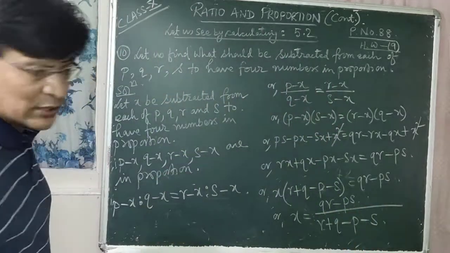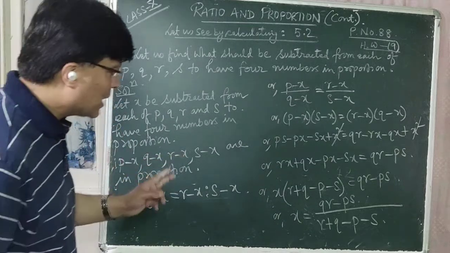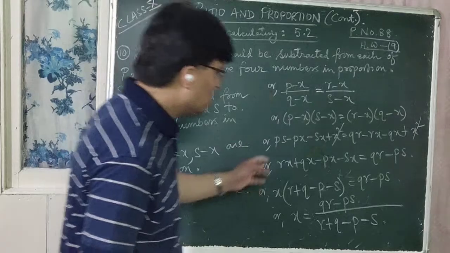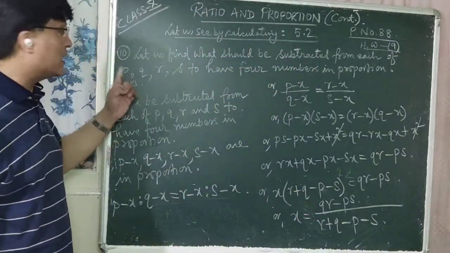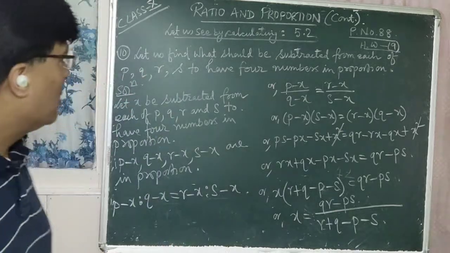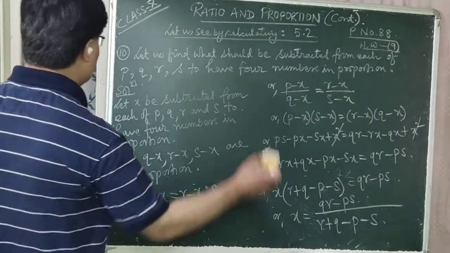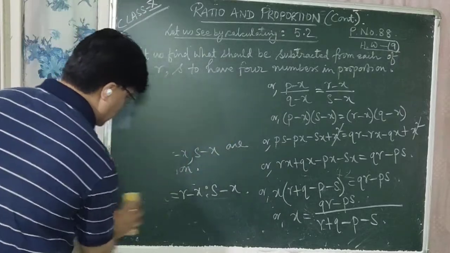So what is the value for x out here? It is QR minus PS whole divided by R plus Q minus P minus S. So this is the answer. This should be subtracted from each of these four numbers, that is P, Q, R, S, to have the four numbers in proportion. Clear? So write down the answer. So you should write down the answer here.